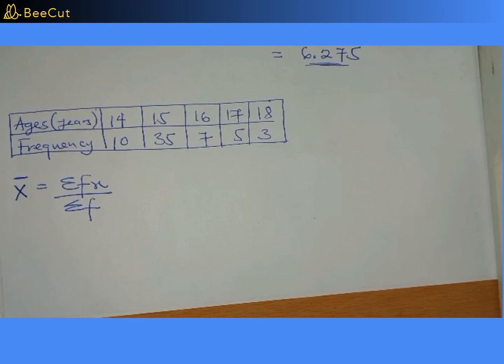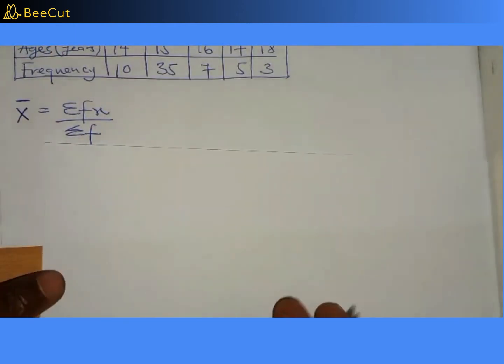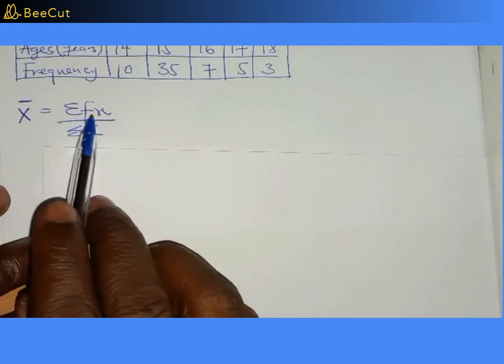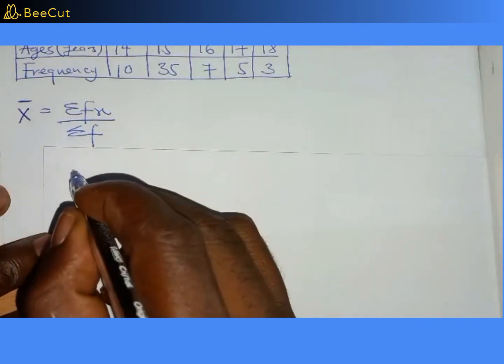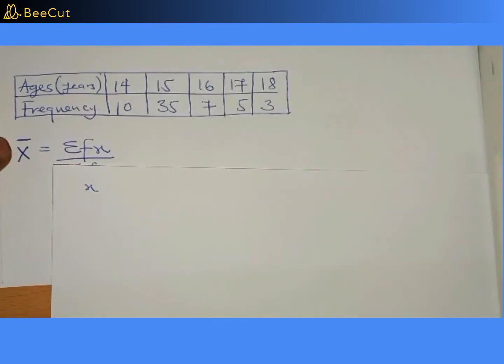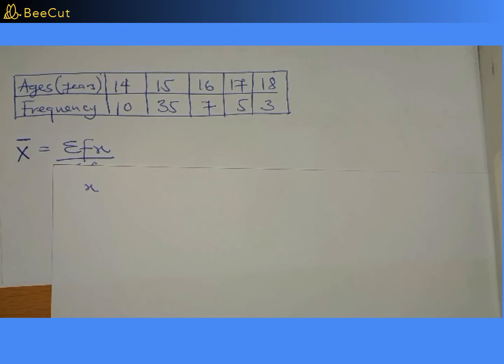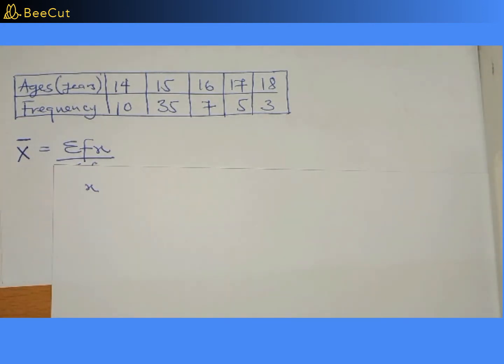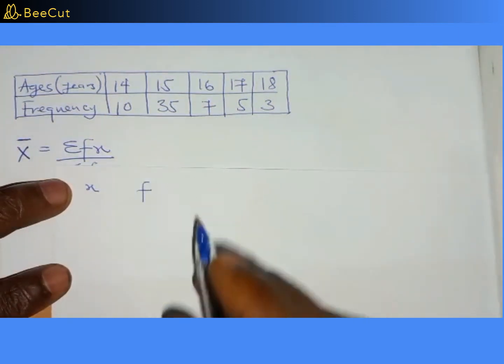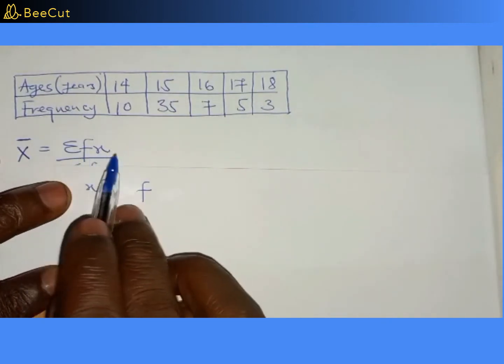Then we create a table. How do I create the table? We know what to do. From here, remember, we pick the letters one after the other. So my first letter I'm going to pick is X. And from the table, the X value is the same as the age. Then the human being is the F. So I have X, I have F. And then the next thing is I pick them in pair.